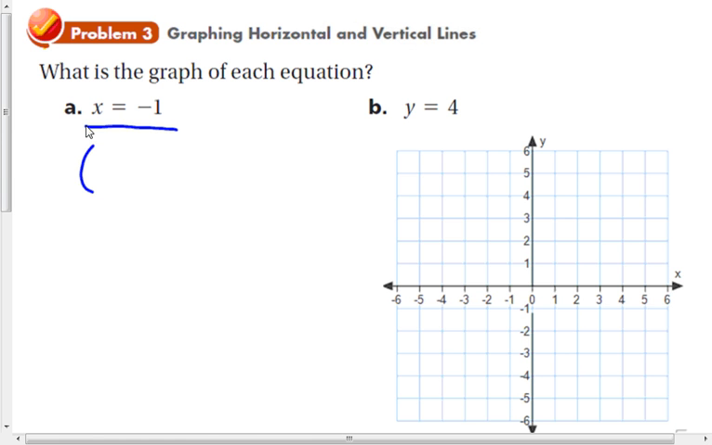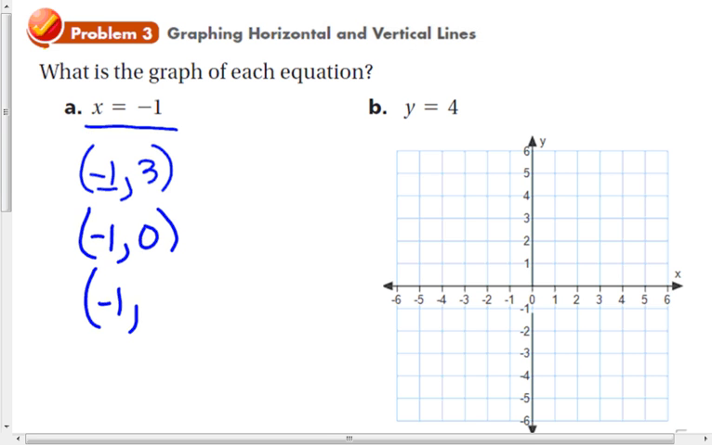And just a couple of points that would be solutions to this equation is anything that has an x value of -1. So (-1, 3), (-1, 0), (-1, -2), any of those. And if I graph those, (-1, 3) would be this point. (-1, 0) would be this point. (-1, -2) would be this point. Notice they're all lining up in a vertical line. And so my graph is going to look like this, just a vertical line that goes through every point that has an x value equal to -1.